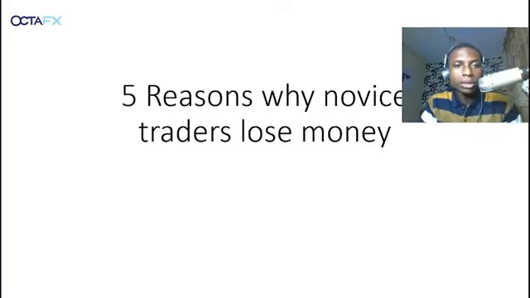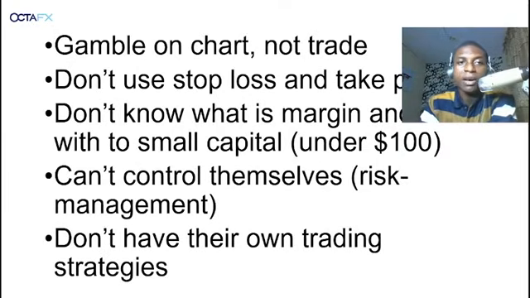So, number one, let's look at why novice traders lose money. I'll be looking at 5 reasons why novice traders lose money. Number one is gamble on chart and not trade. Two is don't use stop loss and take profit. Three, don't know what is margin and start trading with a small capital. Four is can't control themselves, that is they lack risk management. Then five, which is the last one, is don't have their own strategy.